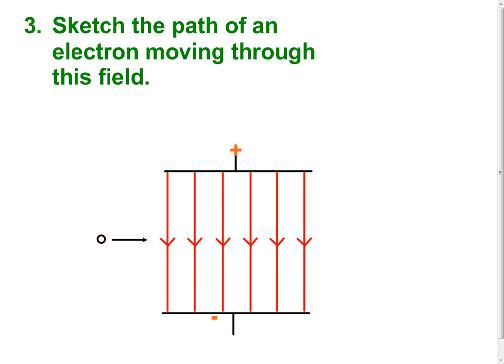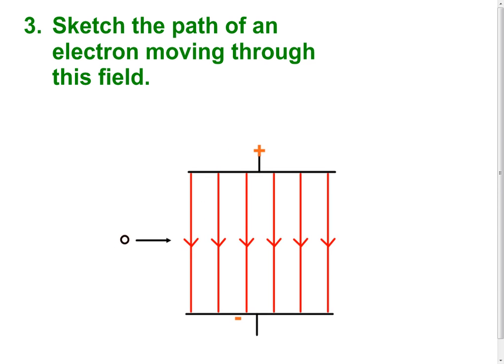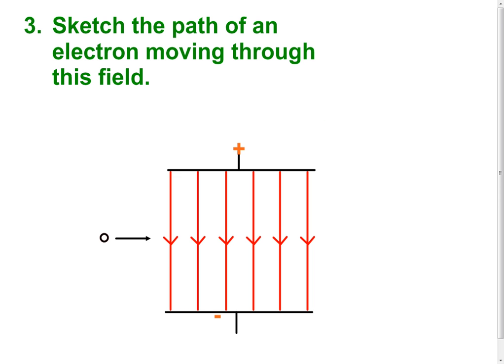Right. Question 3. Sketch the path of an electron moving through this field. Well, this is a uniform field. First of all, we could just think that the electron's negative, so it's going to be repelled away from the negative plate, and it's going to be attracted towards the positive plate. So it's probably going to do something like this. Maybe it will hit the electrode, maybe it will escape. But it's going to move towards the positive and away from the negative. So if you've done anything like that, well, that's good.